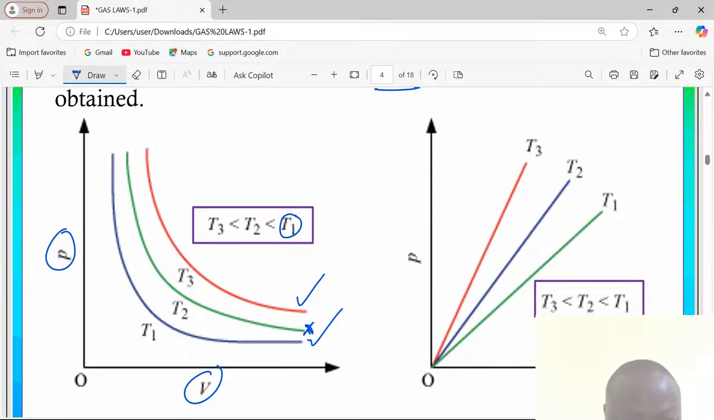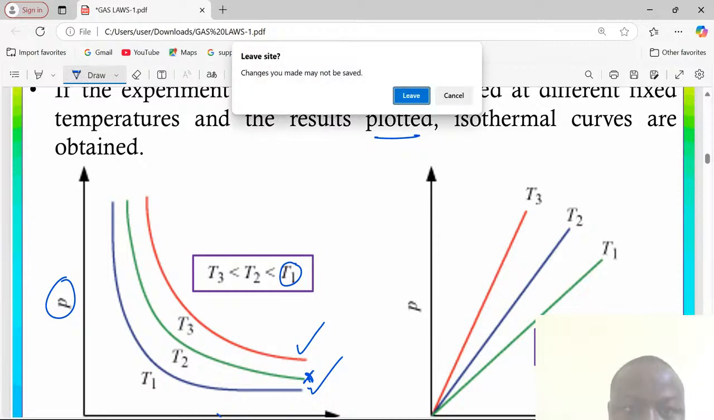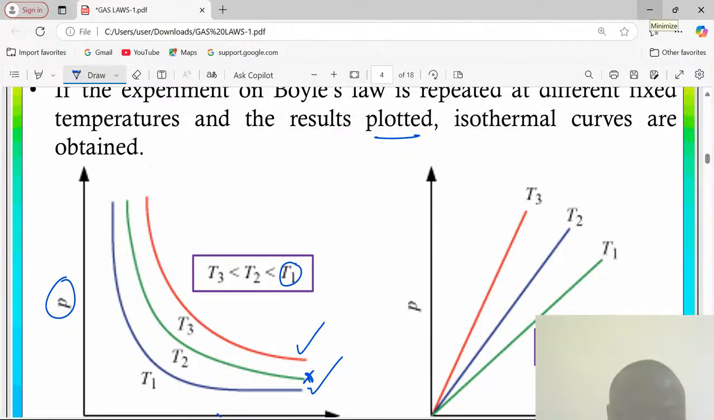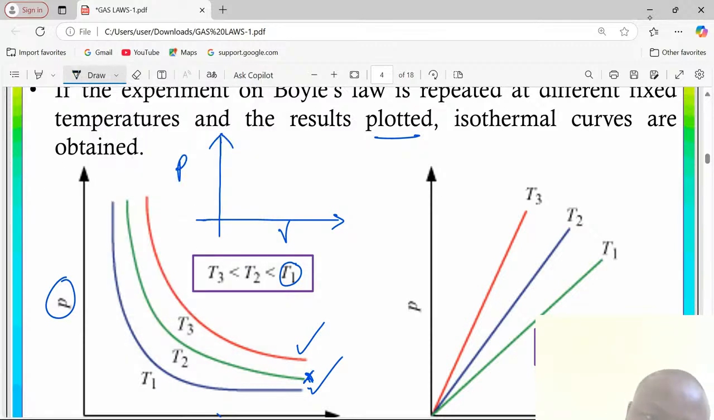Sometimes you'll be told the graph below shows the variation of pressure and volume for a given fixed mass of a gas at a constant temperature. Let me display this possible question for the students who are preparing for their KCSE physics paper 1. You are told simply that this is pressure, this is volume, and a practical was done for such a variation, and this graph was obtained. Just a smooth curve like that.